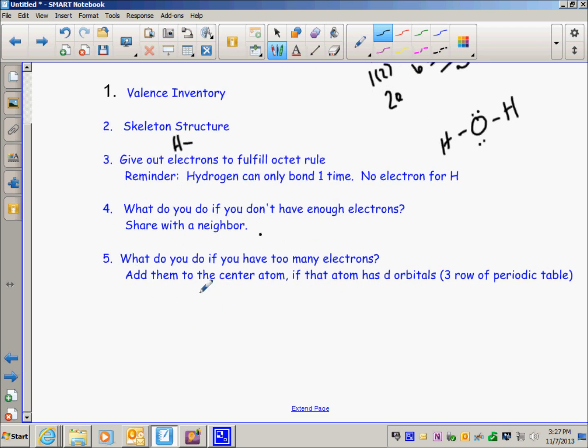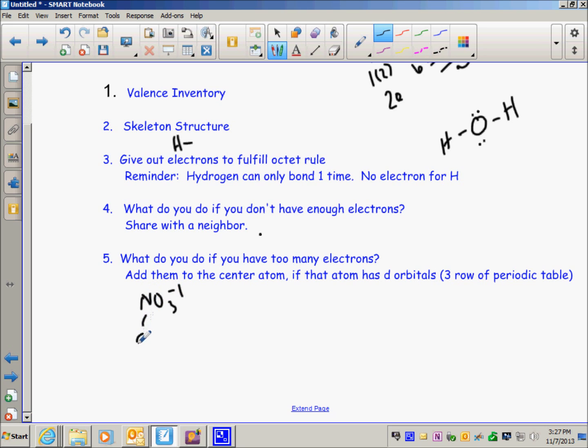This particular example is in your workbook. It's the first problem of your workbook, and it is nitrate, NO3 minus 1. A couple of things we'll want to note here. First of all, this has a charge here. So I'll explain that in a moment, but be aware that there's a charge here. So let's start rule number 1, valence inventory.